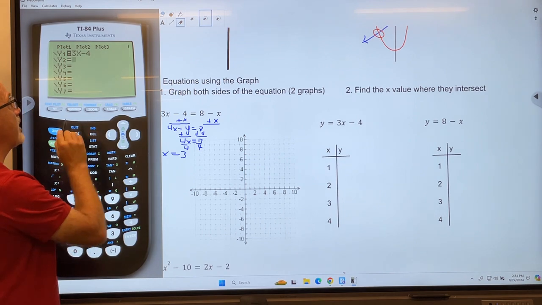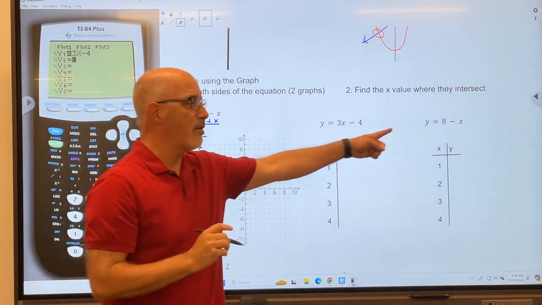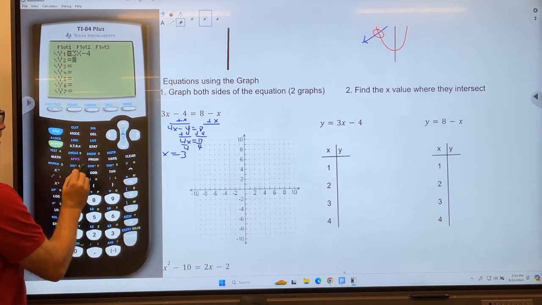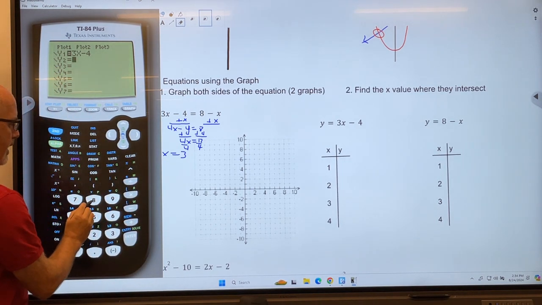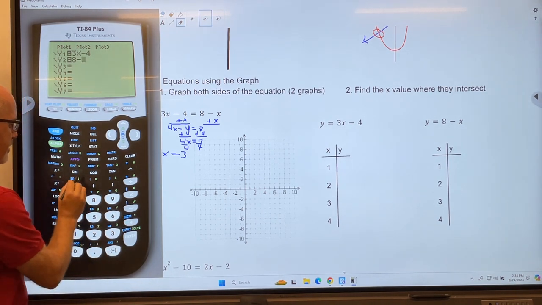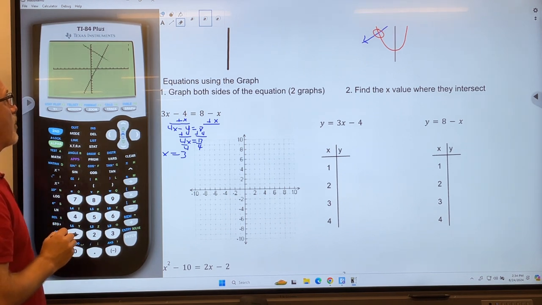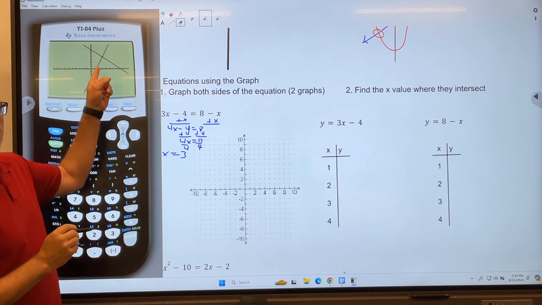All right, let's put in the next one. Don't erase this one. Instead, let's put the second one on the second line. And so I'm going to have 8 minus x for this, and then I'm going to hit graph, and I'm going to see where these two, notice they cross right there.